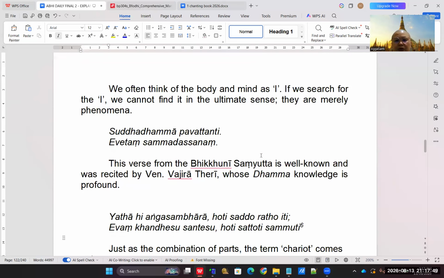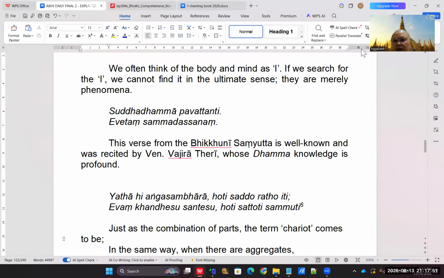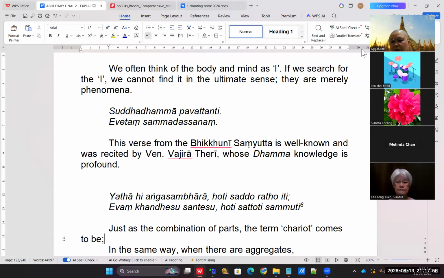Okay, now this part is much more on non-self. So this part is interesting to read. Now in this part I start to go back to the Vipassana point already.